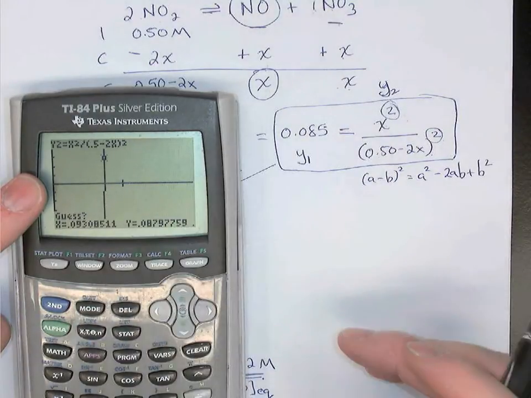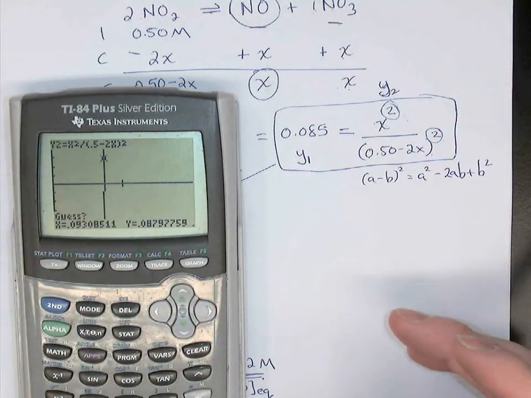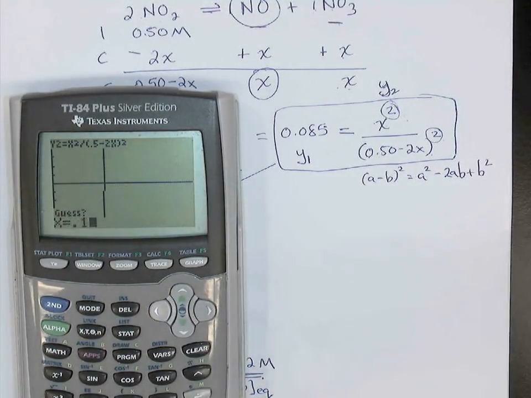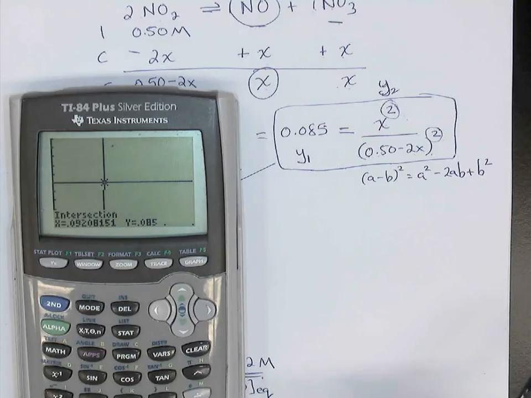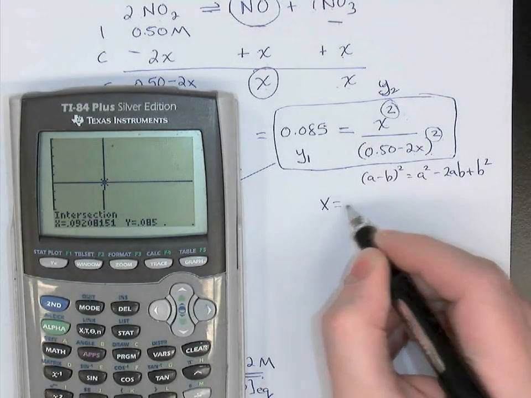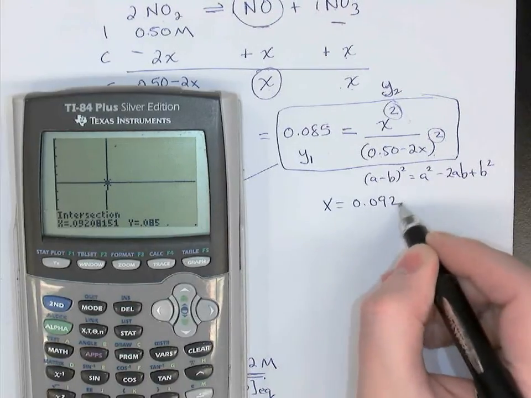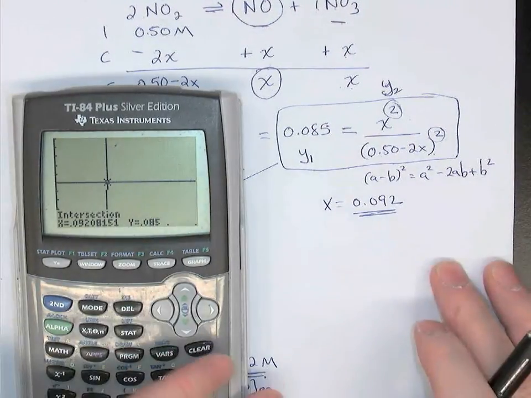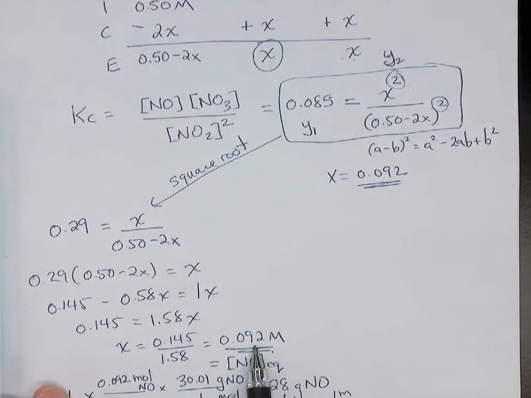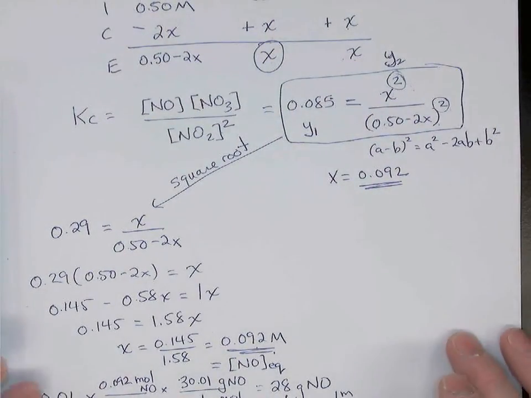I could say, well, it's about 0.1 or something like that. So I'm going to use a guess of 0.1. How's that? And now I'll just press enter, and there it tells me the point of intersection. It tells me that x equals 0.092. And if you compare that to what we got down below with algebra, it's the same answer that we had earlier, 0.092. All right?